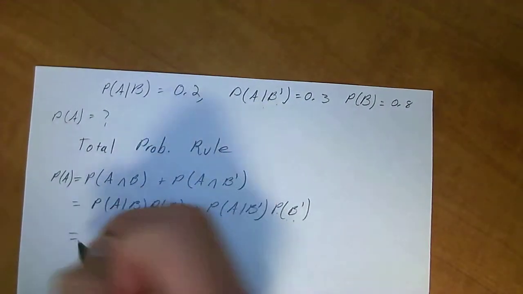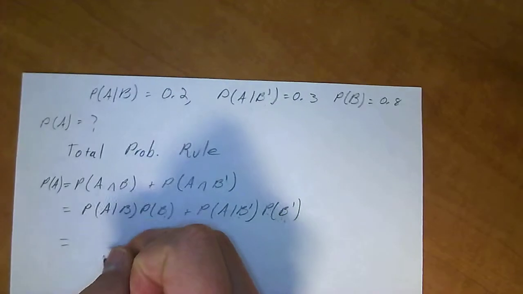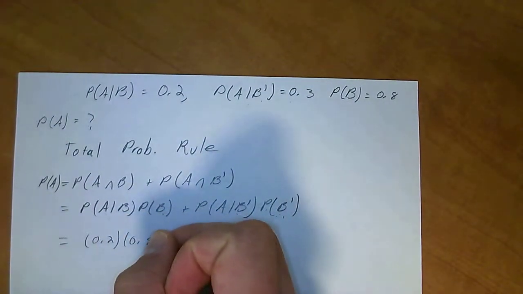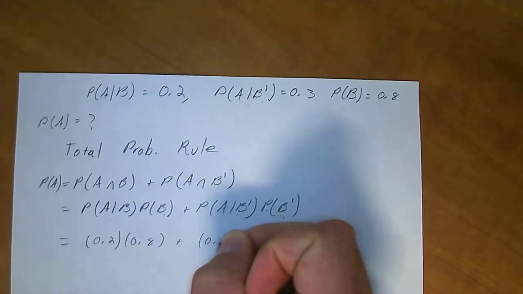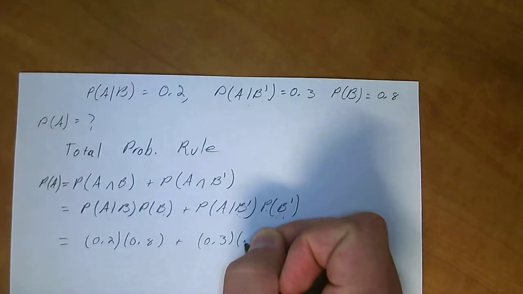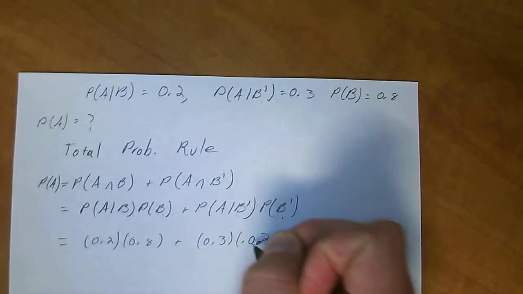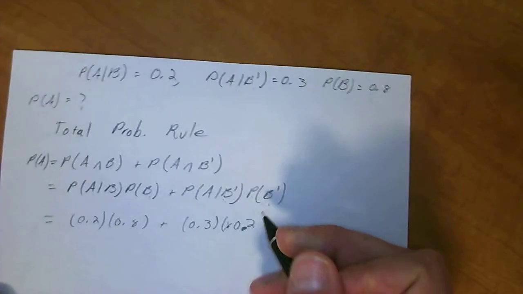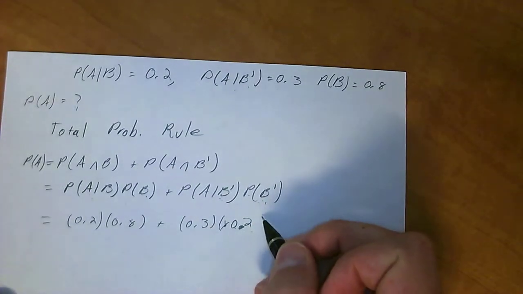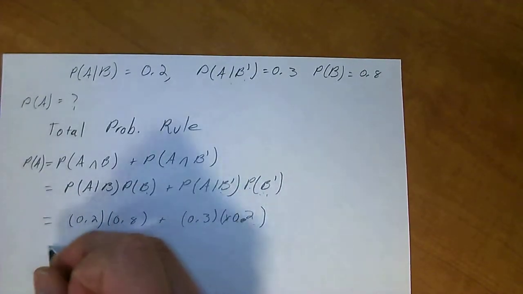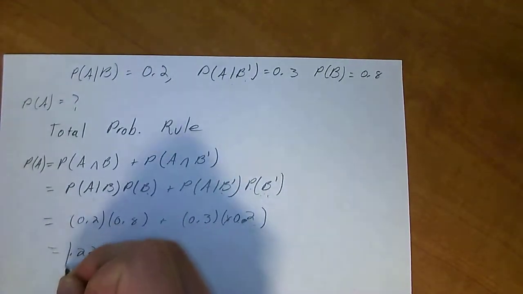So this one becomes really easy now, and it just turns into 0.2 times 0.8 plus 0.3 times 0.2. Oops, I don't have a handy eraser. The 0.2. And just add those up, and you end up with that equaling 0.22.